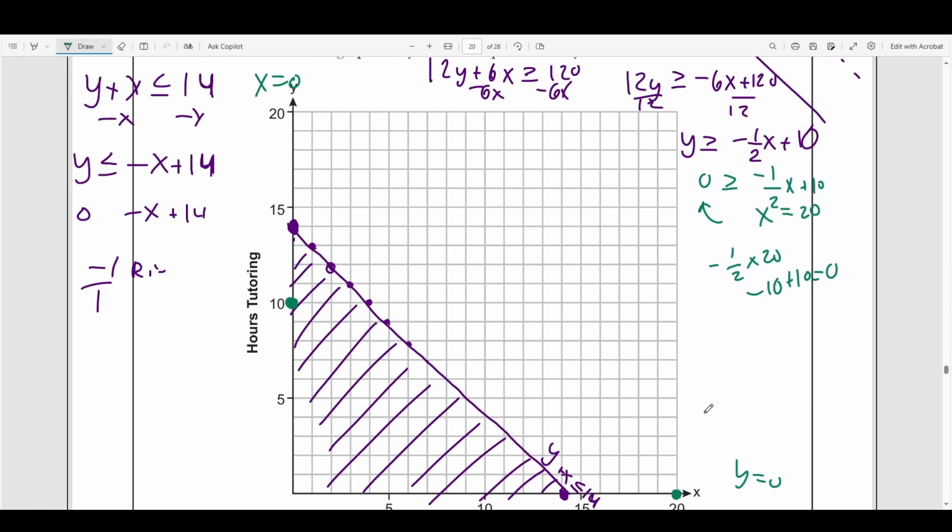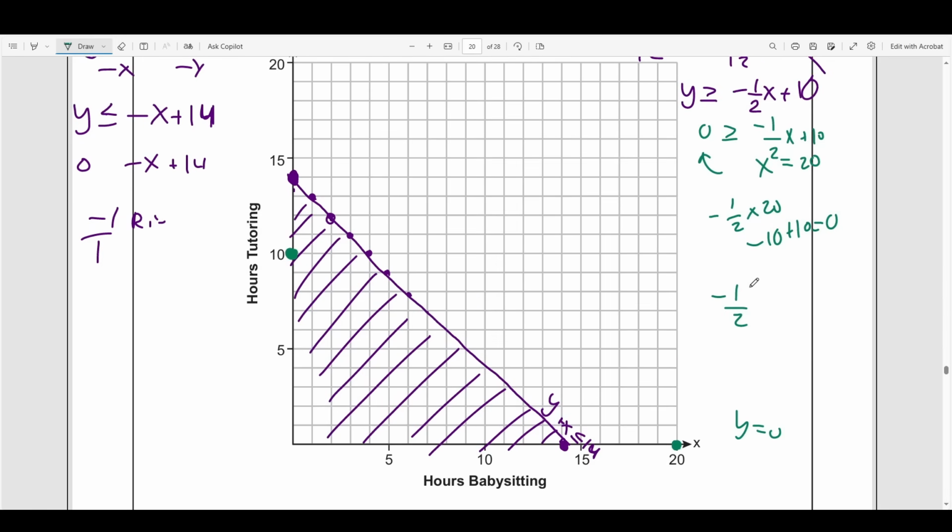But again, you can do negative 1 over 2, right? Your rise is negative 1, so you're going down by 1, and you're going to the right by 2, like this, and like this, and like this, all the way until you reach that 20, right? So again, just two different ways of doing it. Either way, you're going to have to connect this with a straight line like so.